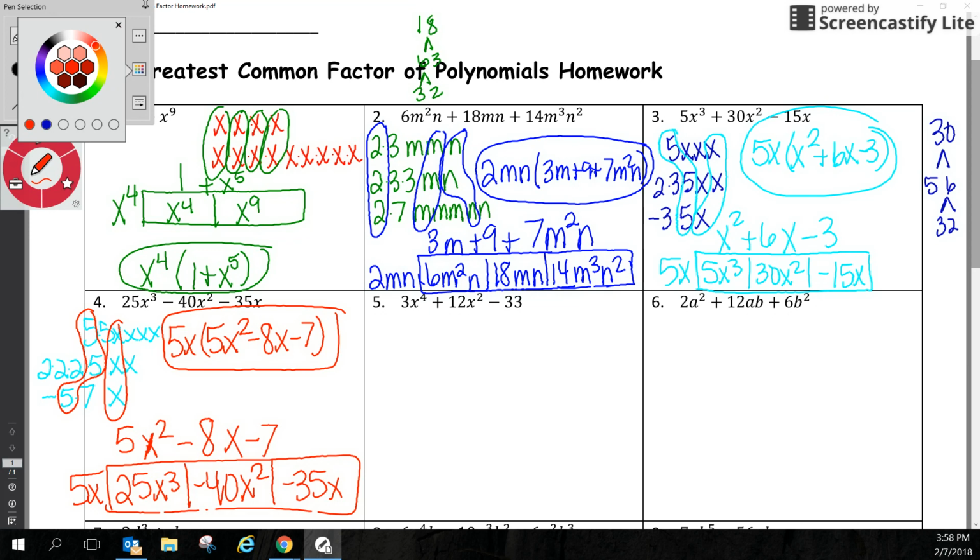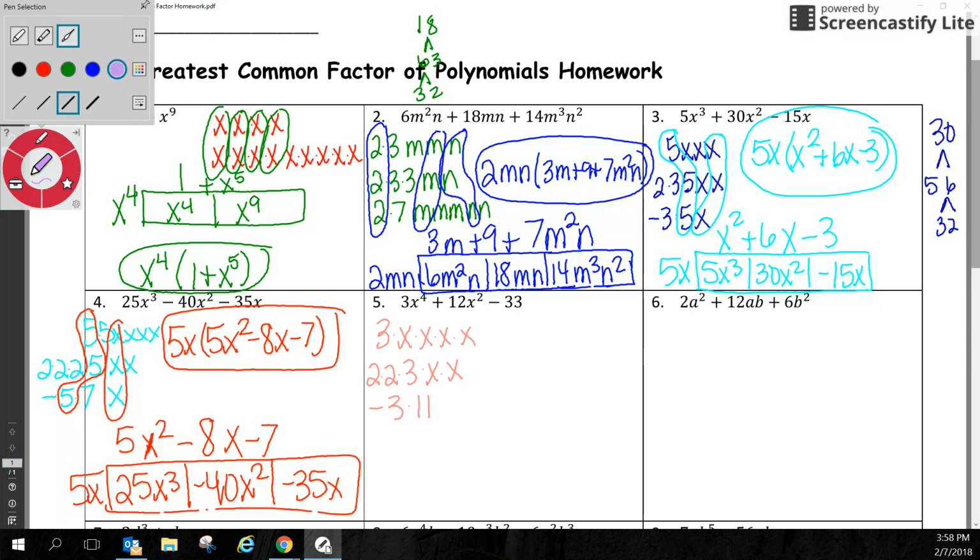All right, number 5. For our first term, it's 3 times x times x times x times x. 12 is 4 times 3, and 4 is 2 times 2 times 3, and 2 x's. Negative 33 is negative 3 times 11, no x's. So the only thing these 3 have in common is the 3. So my GCF is 3. That's all I can pull out of there, which will make my division rather simple.